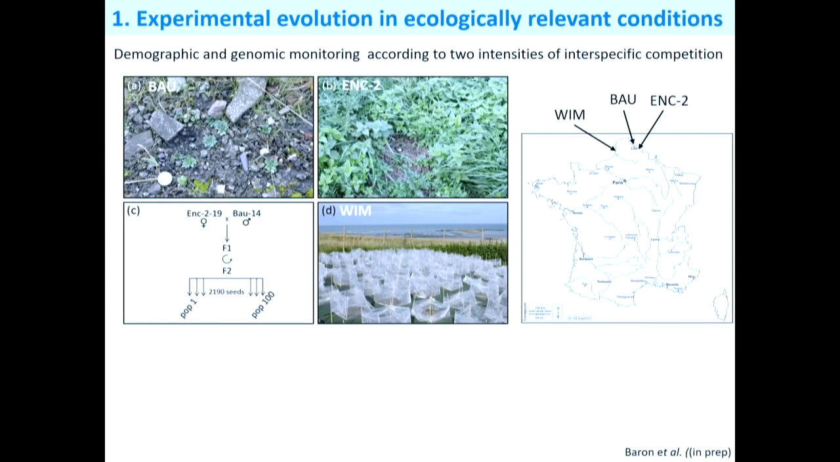So for the first approach, what we wanted to do in this experimental evolution is to monitor the demography and the genomics of experimental populations according to intensities of interspecific competition. The approach that we adopted is quite different from the approach that Magnus proposed yesterday. You remember Magnus proposed to use a bunch of natural ecotypes, like 200 Swedish ecotypes, and to put all these ecotypes together and back into the native population.